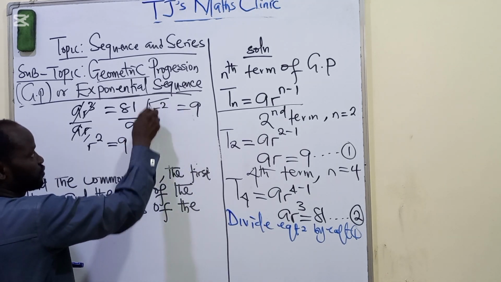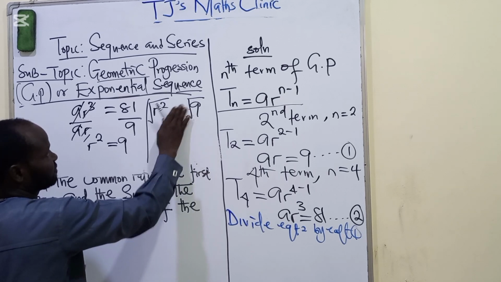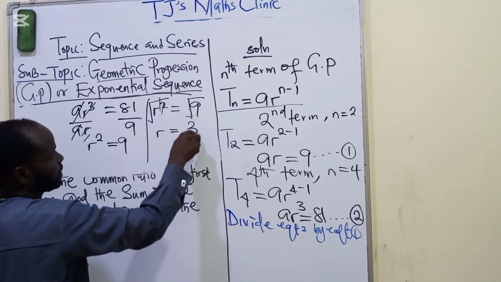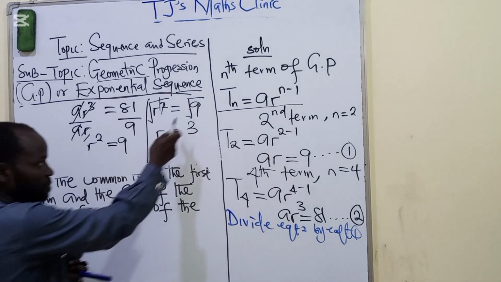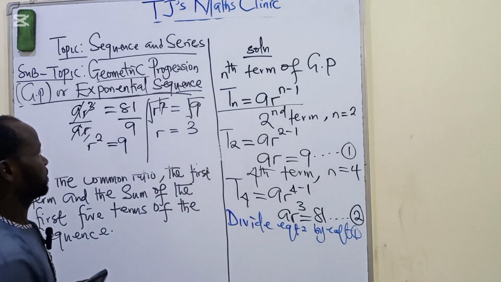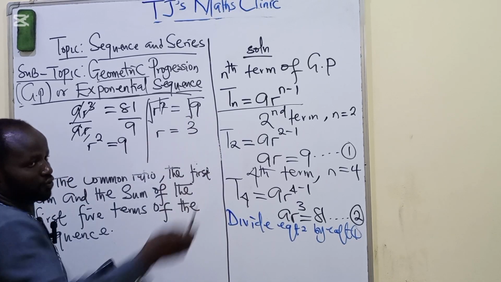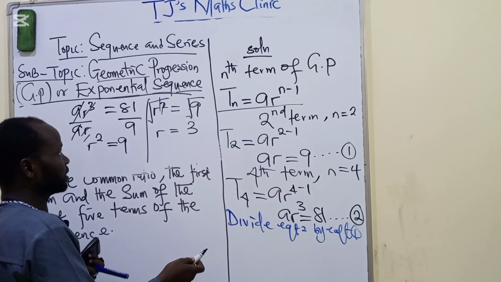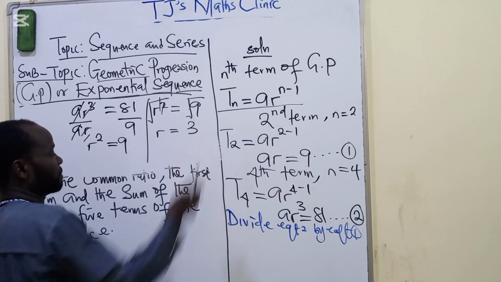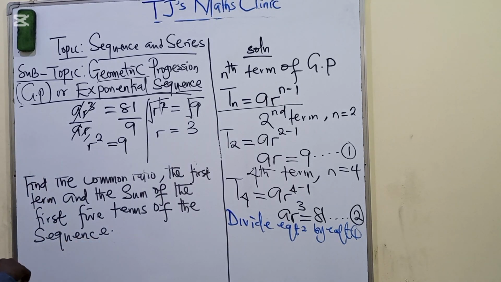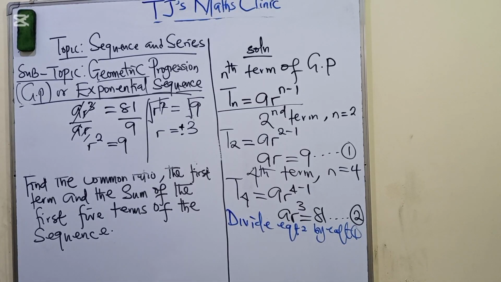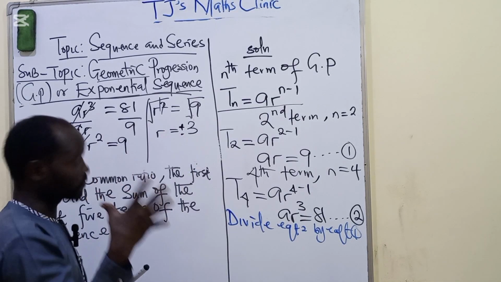To remove the square, we take the square root of both sides. R now will be equal to 3, but it's supposed to be plus or minus 3. But let's pick 3. Because anytime you take the square root of both the left-hand side and the right-hand side of a real number, you must put plus or minus. So the question says find the common ratio. Ideally, our common ratio is supposed to be plus or minus 3. Mathematically, it's supposed to be plus or minus 3.